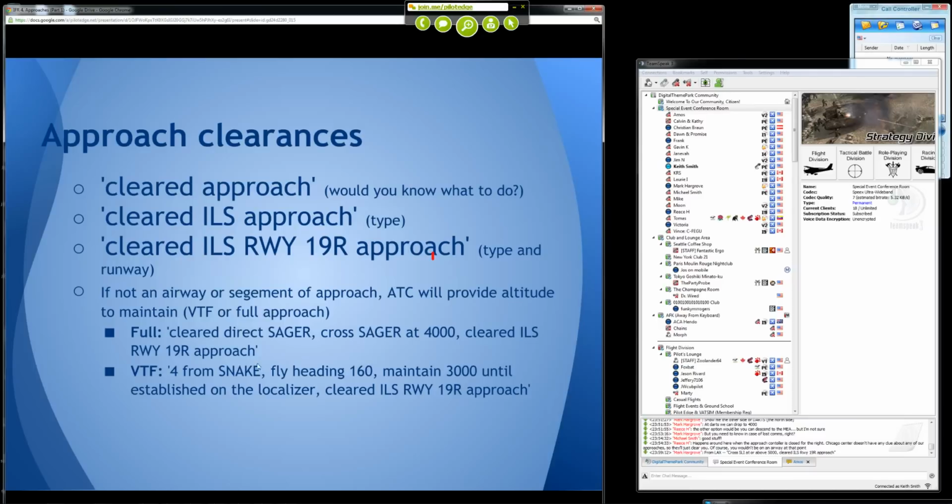What they might give you next is a cut-down version of this vector to final. We've already got the heading to fly. What you're now going to hear is "Cessna 3 Alpha Bravo, 4 from Snake, maintain 3000 until established on the localizer, cleared ILS runway 19 right approach." So for the vector to final, just be aware that there are two different variants of it. There's the one where they include a heading, and then there's one where they split it up into two phases. One's a heading with an instruction to join the localizer, and then very shortly after that, when they have a moment, they bang out the entire approach clearance.